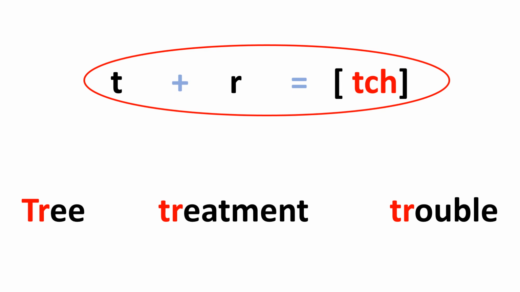Finally, if we see T before R, we pronounce it ch. For example, tree, treatment, trouble.